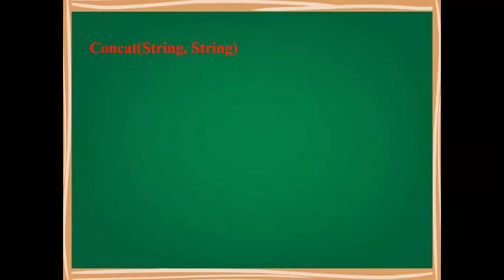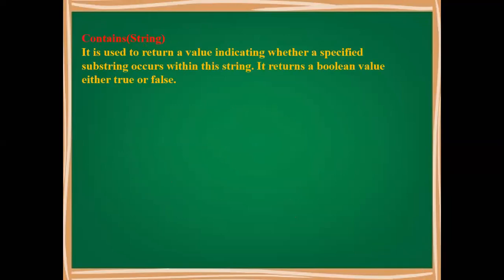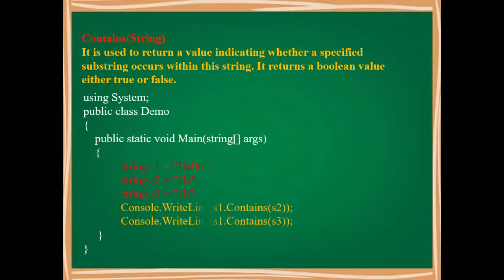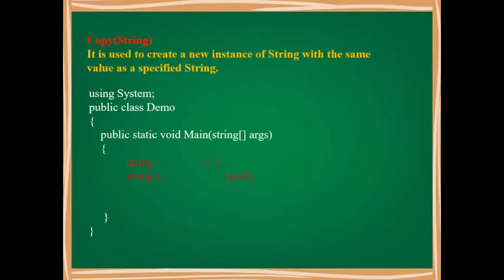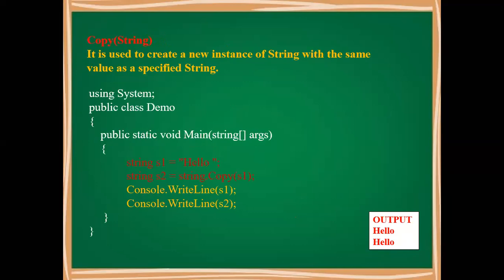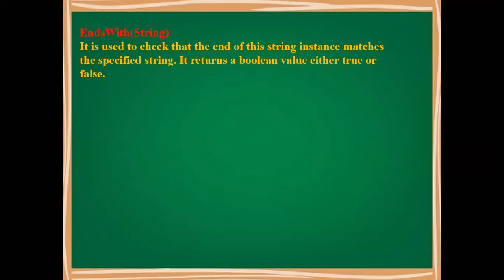The next function, concatenation, for joining two strings. Then the third function, contains, to find out the letter or word within the string. Next function, copy, copying the value of one string and putting that value into another string. Next, ends with, to check whether whatever we want to find in the string, that particular word or character, is present at the end of the string.